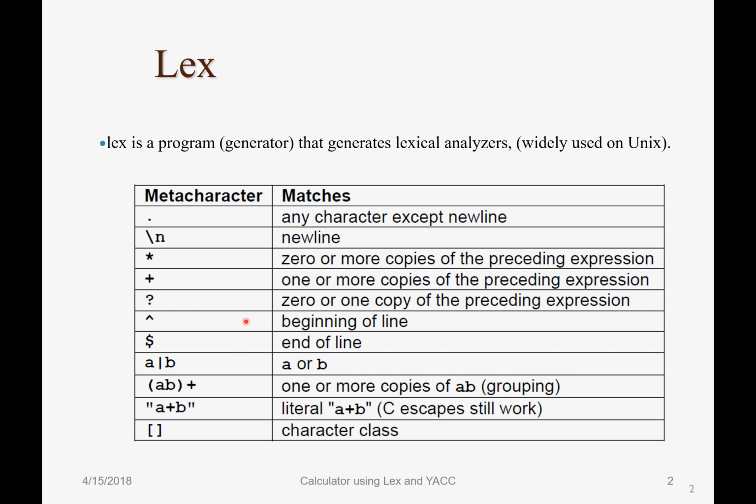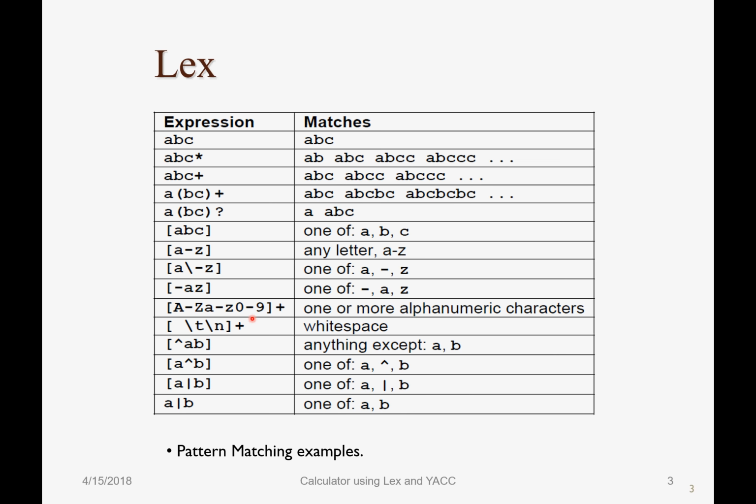Now we'll see some examples for LEX. Here you can see ABC matches ABC. ABC* means ABC, ABCC, ABCCC, meaning C occurs zero or more times. We learn this concept in TOC, theory of computation. Then ABC+. Here AB is compulsory, and C has one or more occurrences. So it matches ABC, ABCC, ABCCC in this way.